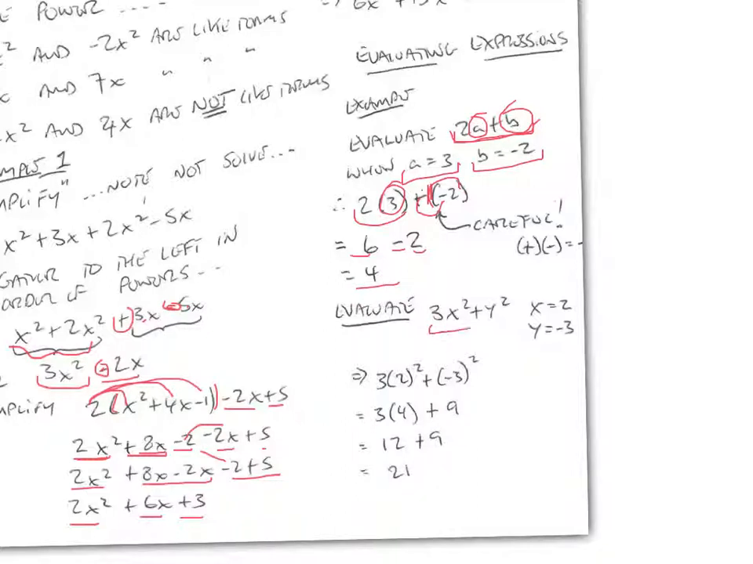Evaluate 3x squared plus y squared when x is equal to 2 and y equals minus 3. So again, where we see x, we plug in 2, where we see y, we plug in minus 3. We work out what's in the brackets first, so 2 squared is 4, 3 fours are 12, and minus 3 squared is plus 9, minus by minus gives plus 9. 12 plus 9 is 21.